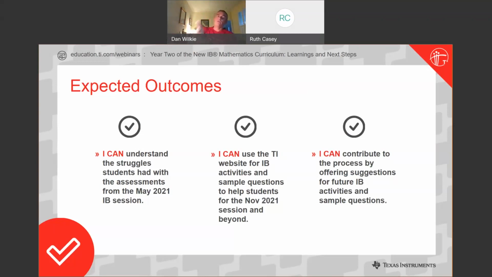So by you seeing the struggles that the students had, maybe you can focus on that through this next year of assessments. And I want you to be able to go to the TI website and pick an activity that will be helpful to you. Maybe if you're examining in the November session, or next year's May 2022. So I want you to be able to use the TI-IB website for that.